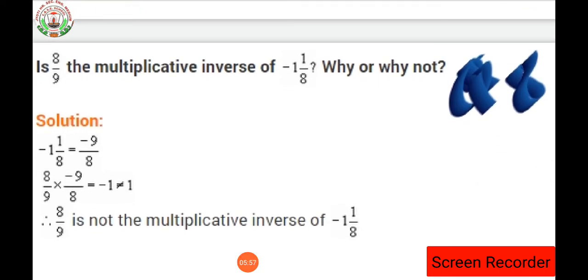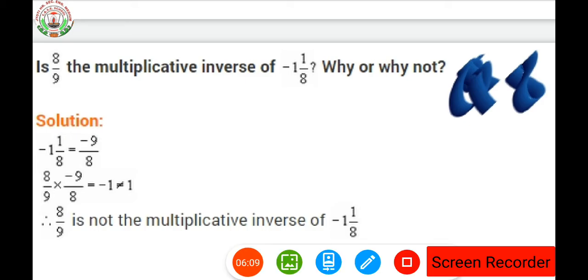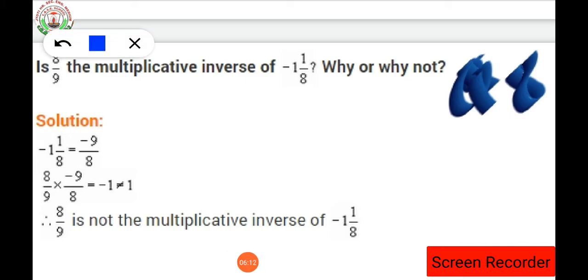Now the next question we are having is: is 8 by 9 the multiplicative inverse of minus 1 by 8? It is asked whether 8 by 9 is the multiplicative inverse of minus 1 by 8. Why or why not? So dear student, can you tell me what is the multiplicative inverse of 8 by 9? As I told you, multiplicative inverse means you have to do the reciprocation. That means the numerator goes to the denominator and the denominator goes to the numerator. Okay, that is called the reciprocation. So the multiplicative inverse of 8 by 9 will be 9 by 8.